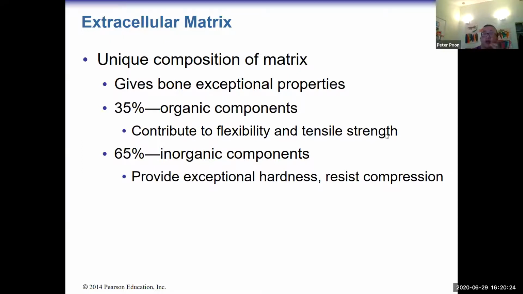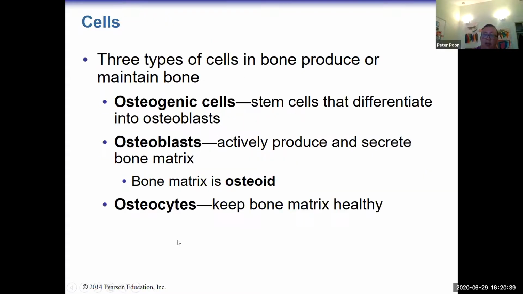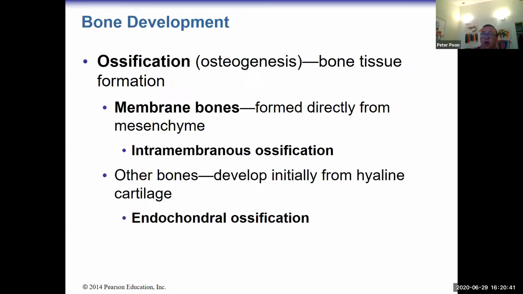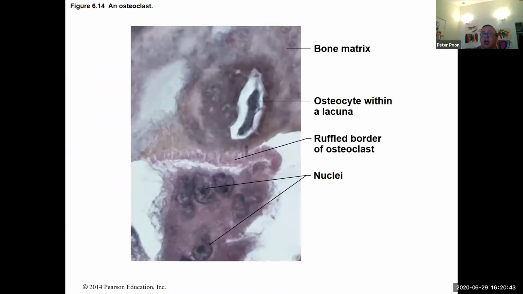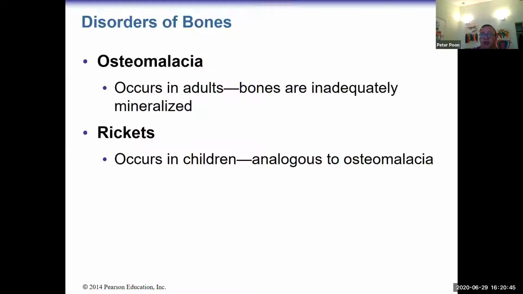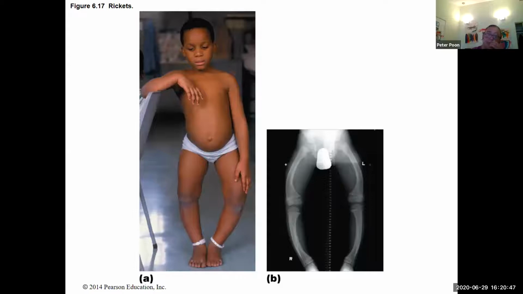So let's take this apart. What would happen to bone if you didn't have the inorganic components, the calcium? The bone will become soft. I'll forward to the end of the chapter and show you the picture of what happens if you don't have enough calcium. I'm sure you guys have probably seen this before. It's rickets.